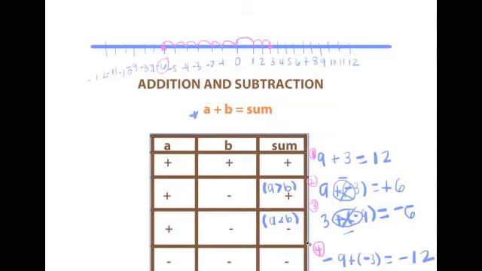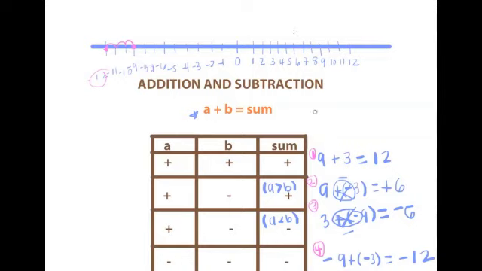And last one, number 4. Start at negative 9 right here, plus negative 3, and go. If I'm going plus negative 3, I'm going to the left: 1, 2, 3, and there we go, at negative 12.